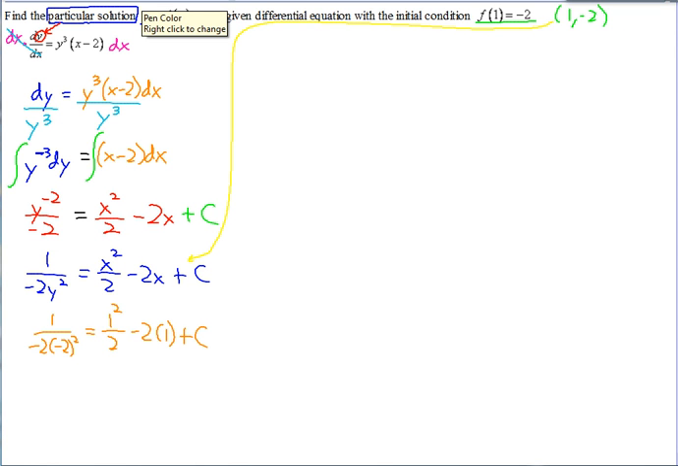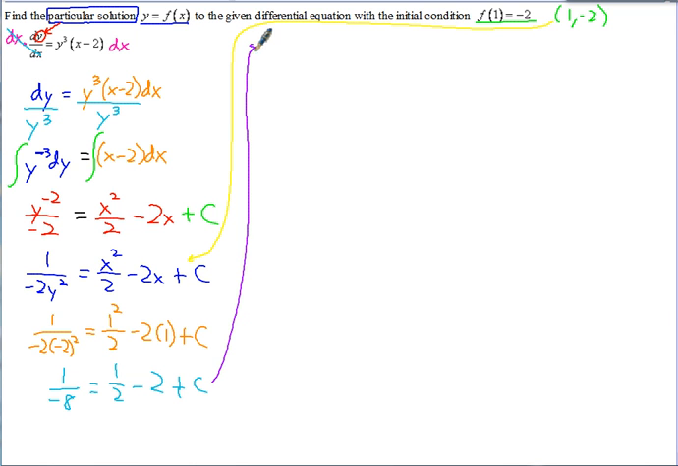And we can start to simplify this. So this -2 squared is 4, times -2 is -8, so you have 1 over -8, or -1/8, equals 1 squared, that's just 1, so you have 1/2 minus 2 times 1, 2, plus c. And let's just move it over here so we can keep simplifying. So if we combine the terms on the right side, -1/8 equals 1/2 minus 2, that's like subtracting 4/2, which gives you -3/2 plus c. And then all you have to do to solve for c is add 3/2.